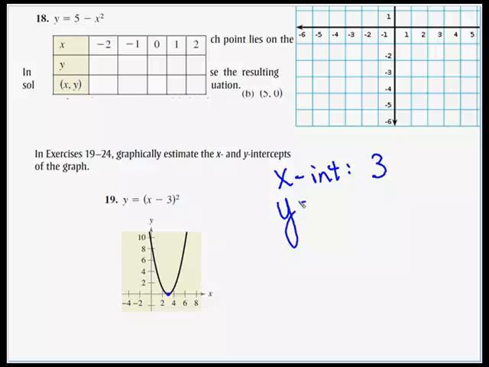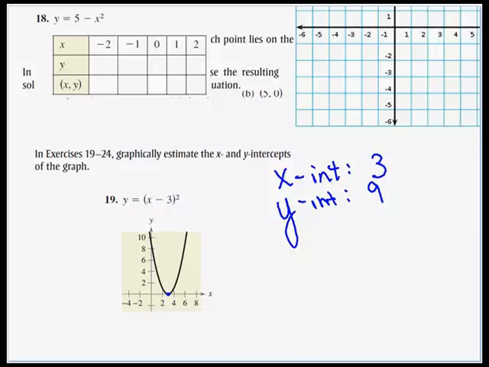Let's check our y-intercept. Does this look like where we cross the y-axis? It's kind of hard to tell, is it at 8? Is it at 10? If I was a betting man, I'd bet maybe it's right in the middle there at 9. And let's see if we can check this algebraically.